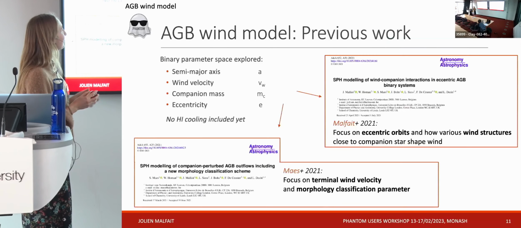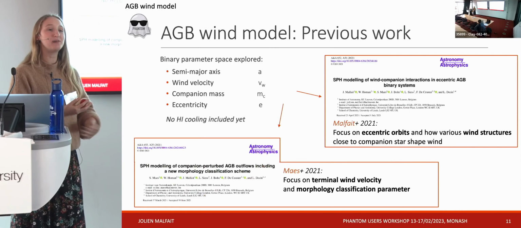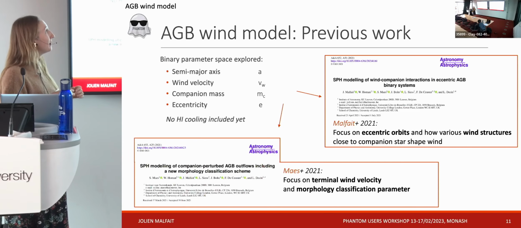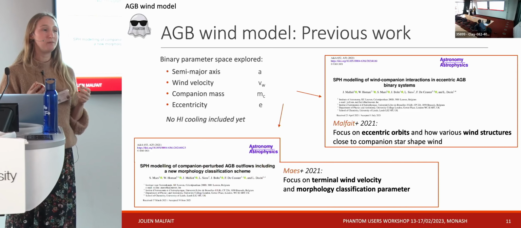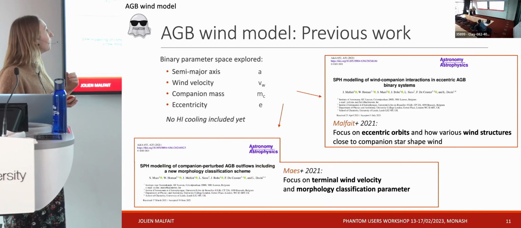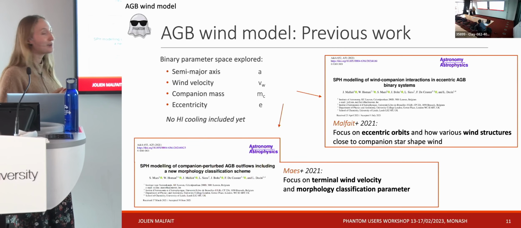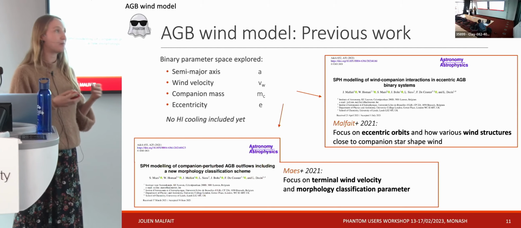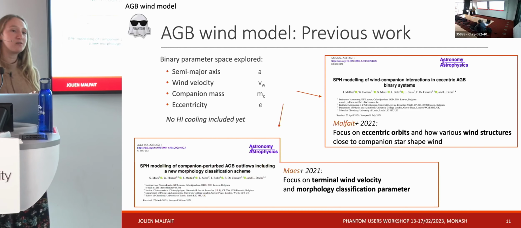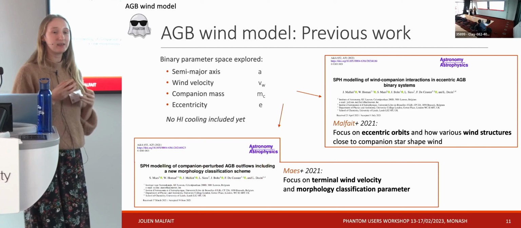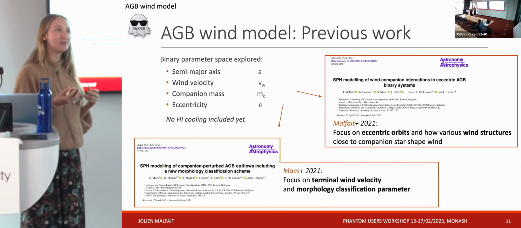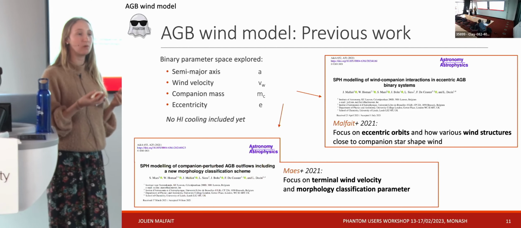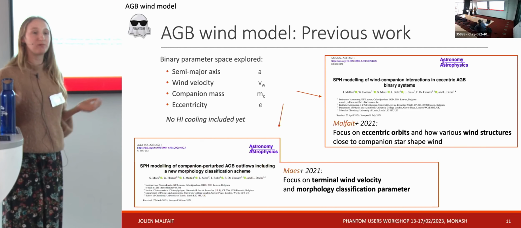Okay, so now I'm going to show you some of the results we already obtained with these hydro models. In previous work, Silke Maes and myself explored a certain parameter space. We made different simulations in which we varied the orbital separation, the wind velocity of the AGB star, the companion mass, and the orbital eccentricity. By studying these different models, we came to two different papers. In one paper, we focused more on the eccentric systems, and we studied in detail how different wind structures form around the star, close to the companion, and how this can result in various morphologies.